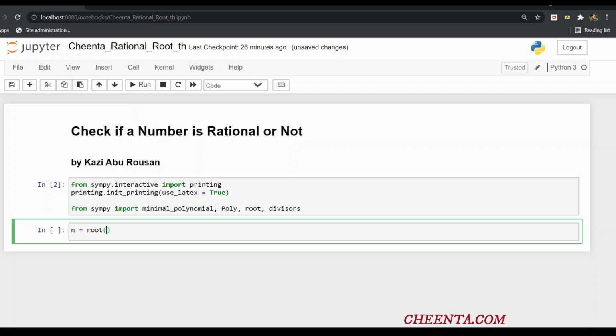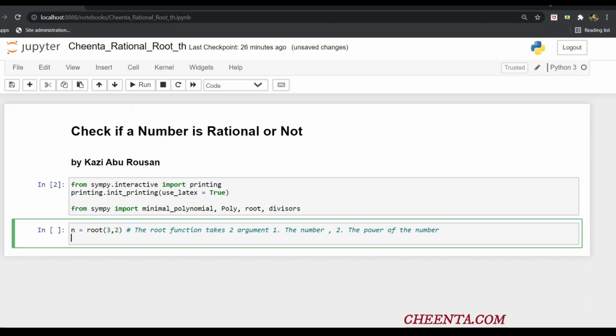So I will be writing like this, 3 comma 2, and let me write it down here that the root function actually takes 2 arguments. The first one is the number, and the second one is the power of the number, the power of the root. That means for 2 it is square root. Okay, square root.